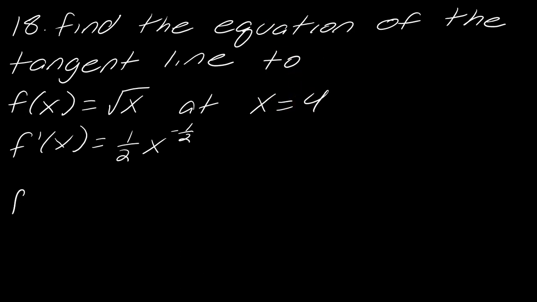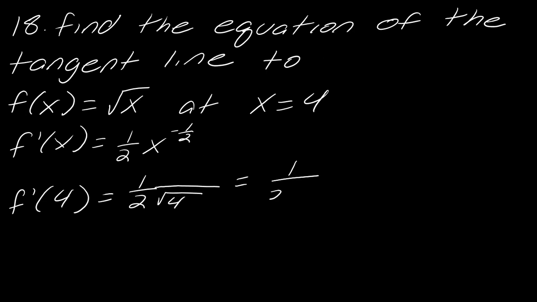So what I need to do then is plug 4 into my equation for the tangent line. So let's see, I'll write this as 1 over 2 times the square root of 4. Okay, so this becomes 1 over 2 times 2, so this is 1/4. So what does this actually mean? This is my slope for my tangent line. So this is like the m in my point slope equation.